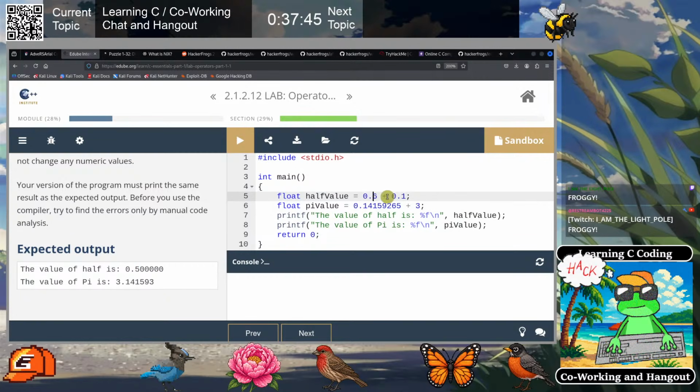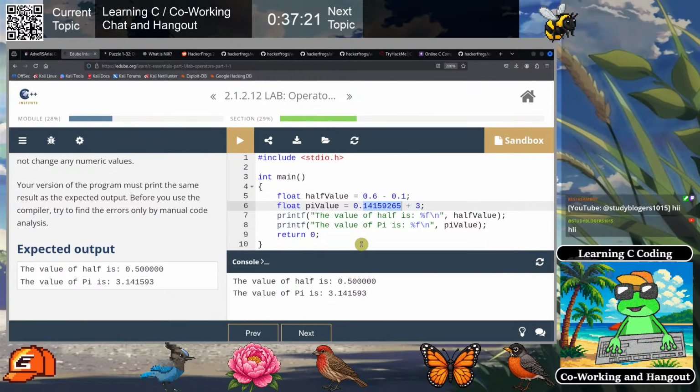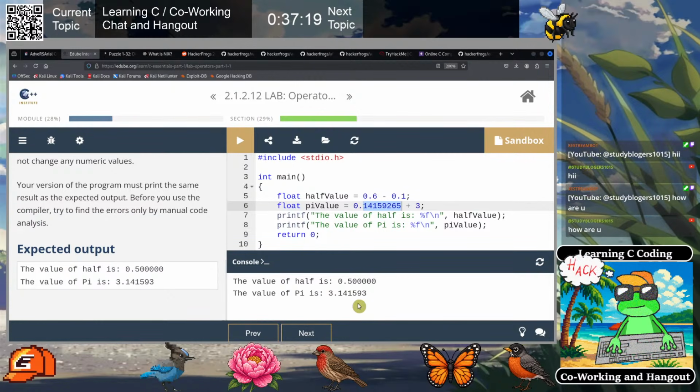So 0.6 plus 0.1. I mean, we want this to be minus. So how many decimal points are here? It's 1, 2, 3, 4, 5, 6, 7. So there's 8 decimal points here. I'm pretty sure this isn't going to go. If we just run this, oh, it did give us the correct number for pi.